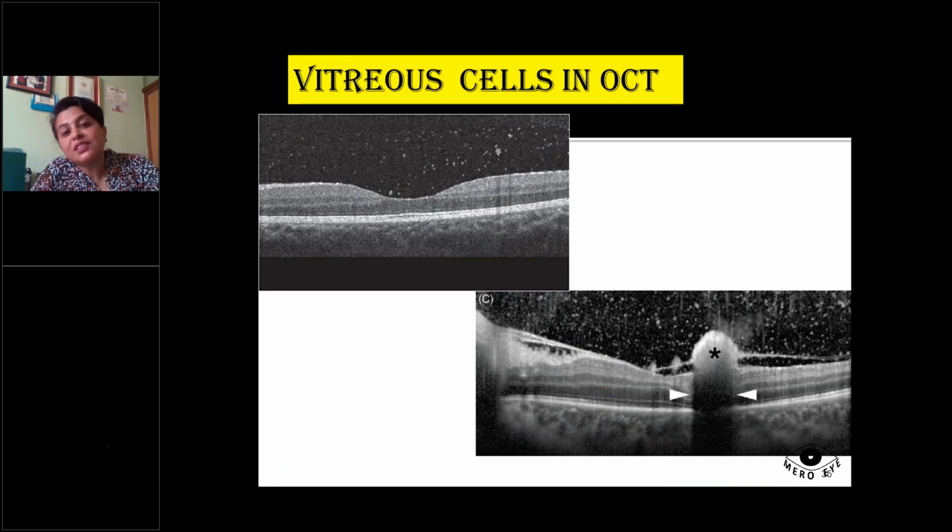Now these vitreous cells can again be graded with the help of OCT. The posterior vitreous cells sometimes may be missed, but these can be picked up by the SS-OCT. The upper picture is of the spectral domain OCT where you can see these vitreous cells, and the lower picture is the swept source OCT. You can see the vitreous cells along with a fungal ball. This was a case of Candida endophthalmitis.